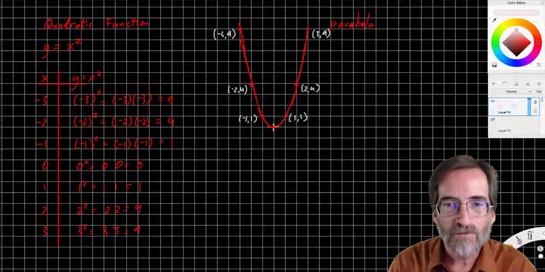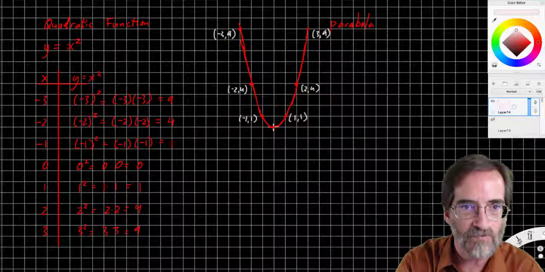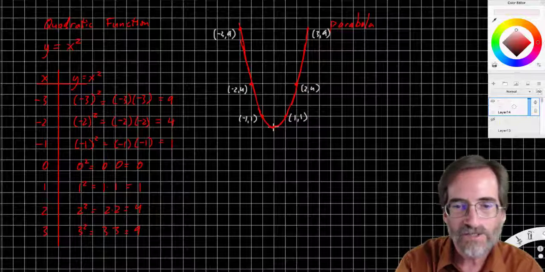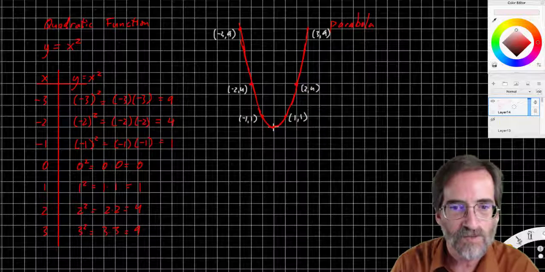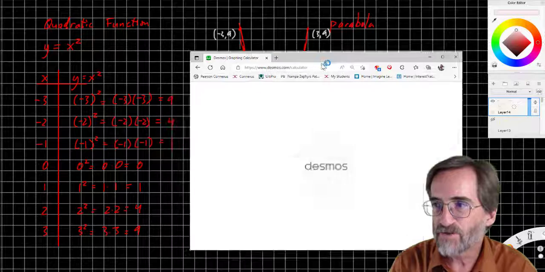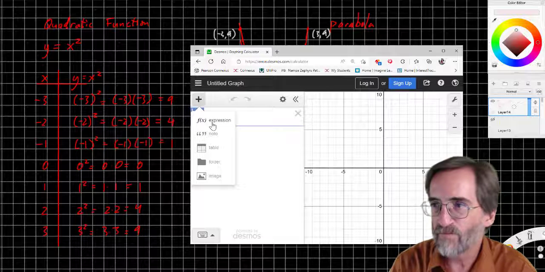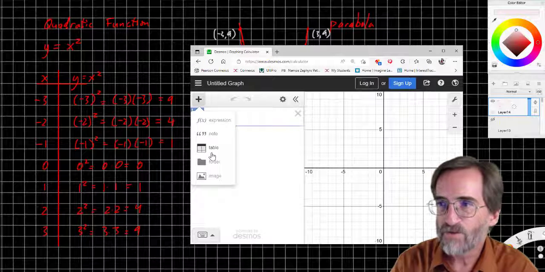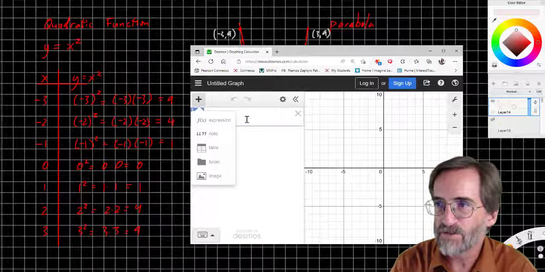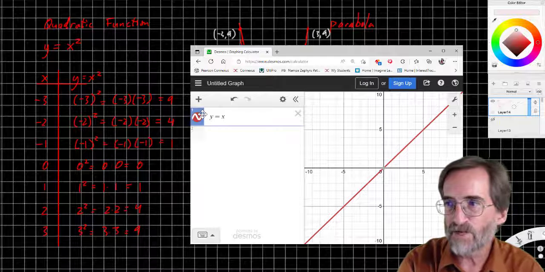So to begin with, I'm going to pull up Desmos, and we're going to experiment with Desmos. Desmos is our official calculator for this course. You'll notice in Desmos we have a formula entry area and a graph area. You can put in formulas, notes, tables, folders, and images in this box. But I'm going to use it to enter y equals x squared.